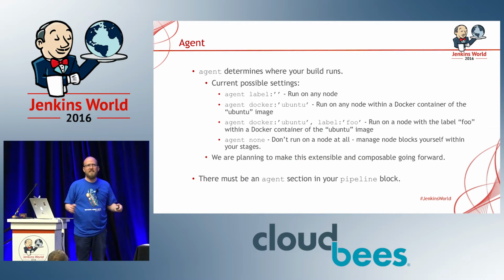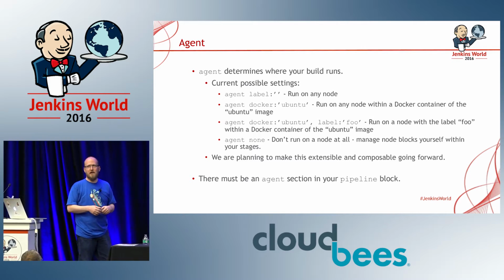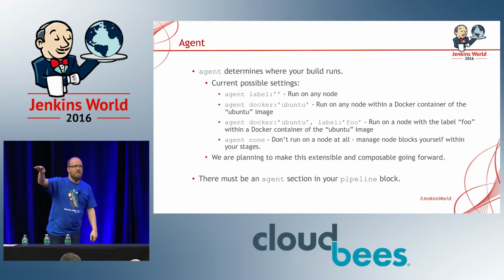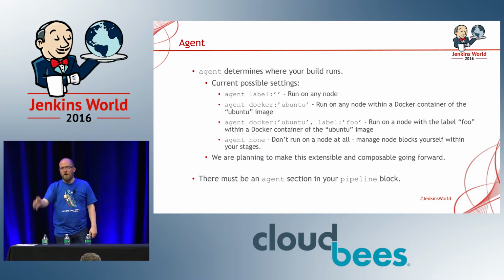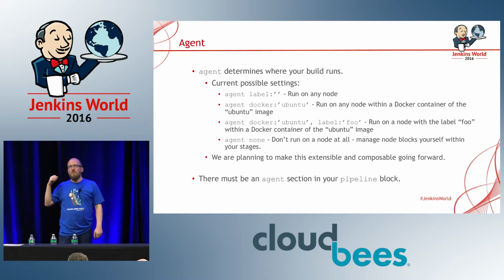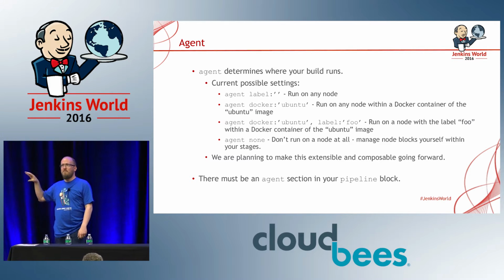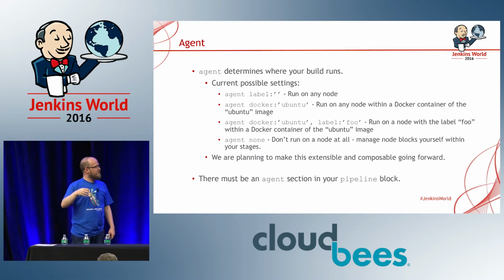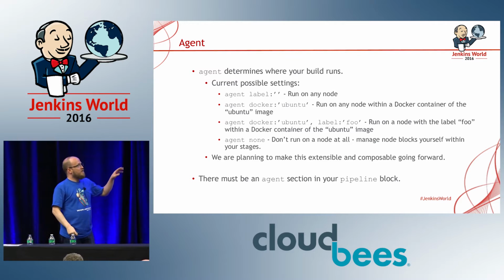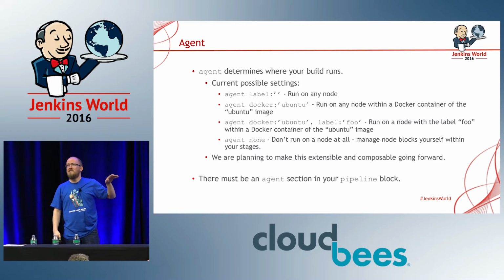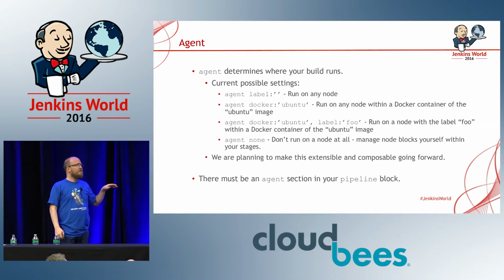Agent is, at its core, what determines where your build runs. As I mentioned, one of the big differences between freestyle and pipeline is that you don't just say, here's the label I'm running on, and the whole build runs on one machine. But it also gives us the ability to hide some of the complexity behind doing things like running on a specific label and then running Docker on there, or things like that. These are the current possible settings. They actually will change slightly with a little bit of simplification when I get around to doing the release.